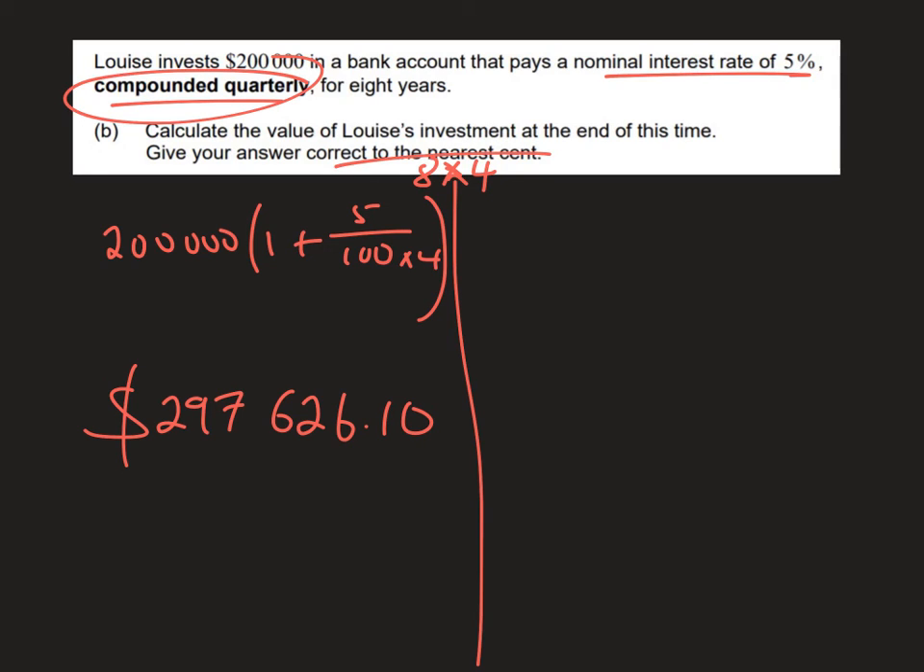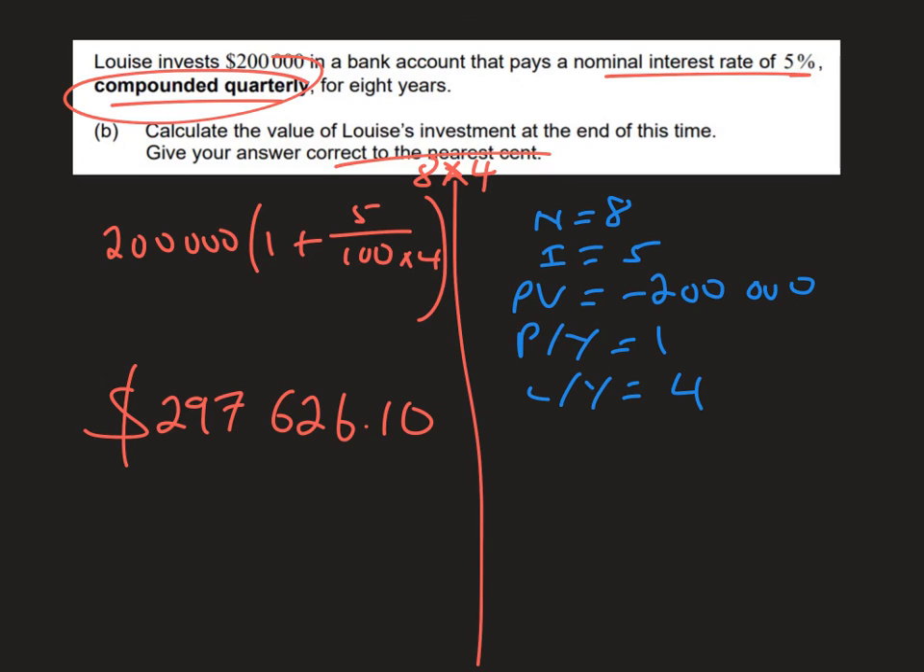Or alternatively, you could just use the finance app again. If you're going to use the finance app, n, the number of years, equals 8, the interest rate is 5%, the present value is -200,000 because it's an investment, the payments per year is 1, and the compounding periods per year is 4 because it's compounded quarterly. And again, if you then look at the future value and you solve on the finance app, you will end up with the same answer.